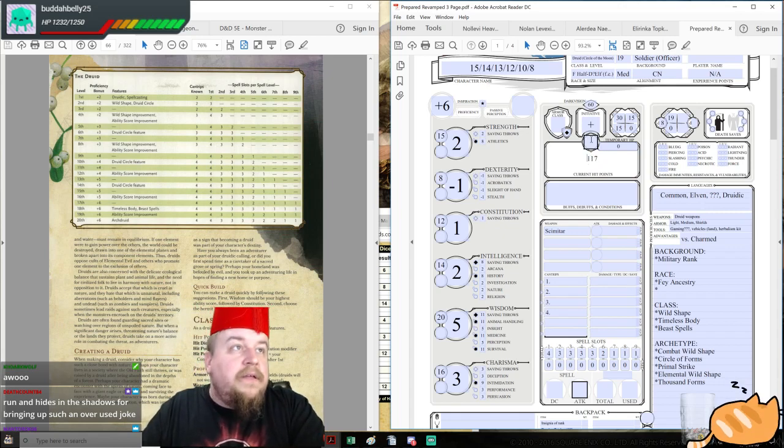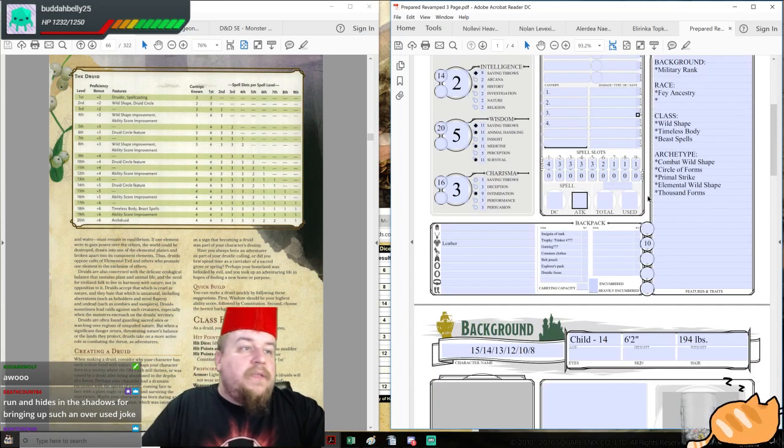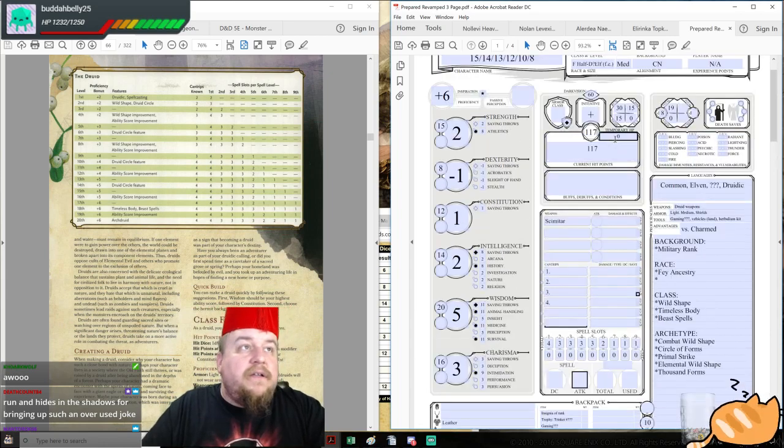Ooh. 6'2", almost 200, 117 hit points. She's a good, solid girl. Good, solid girl.